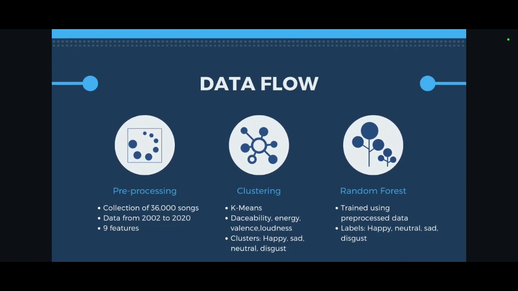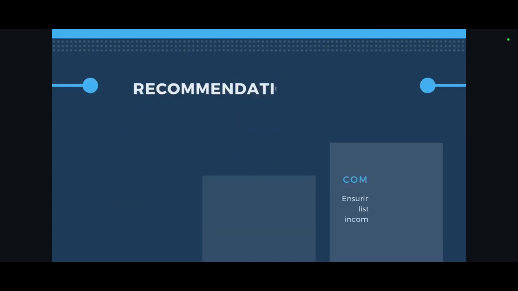So coming to the data flow, we have data of 36,000 songs from Spotify, which were released between 2002 and 2020. All these songs which we have selected have 9 features, like loudness, valence, energy of the songs, etc. Taking these 36,000 songs, we used k-means clustering and made 4 clusters which are happy, sad, neutral, and disgust. After making these clusters, this pre-processed data is trained with a random forest model, where we have given the labels as happy, neutral, sad, and disgust. After training this model, we used it for the recommendation system.